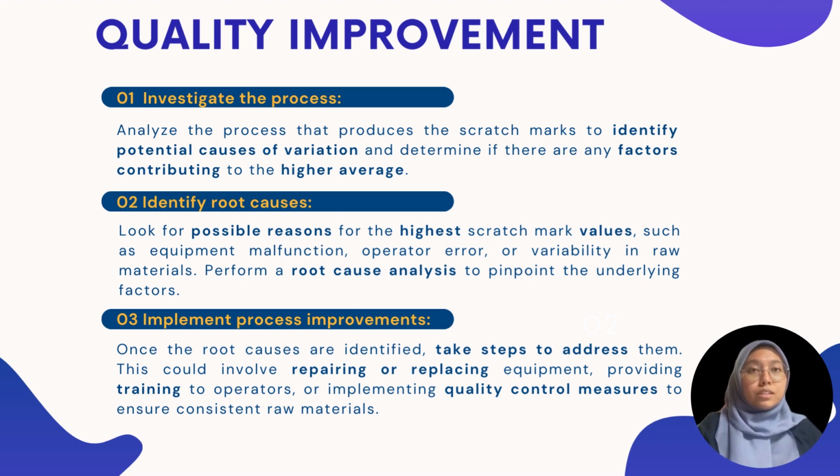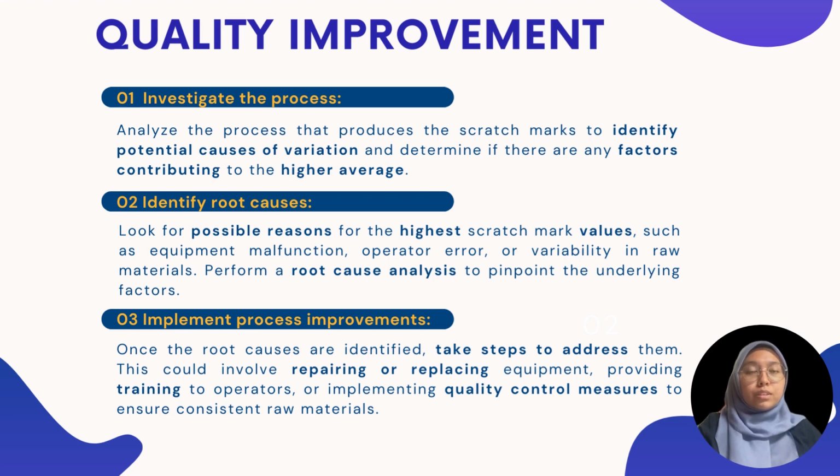In order to get the desired result, it involves analysing the current process. First, we analyse the process that produces the stretch mark to identify the potential causes of variation and determine if there are any factors contributing to the high average. Next, we identify the root causes. Look for possible reasons for the higher stretch mark values such as equipment malfunction, operator error, or variability in raw materials. Perform a root cause analysis to pinpoint the underlying factors.